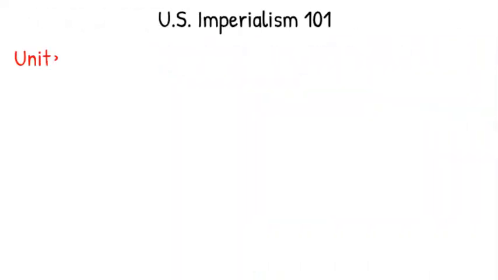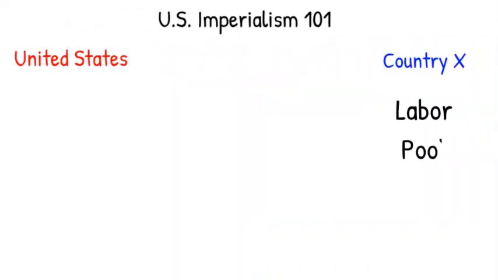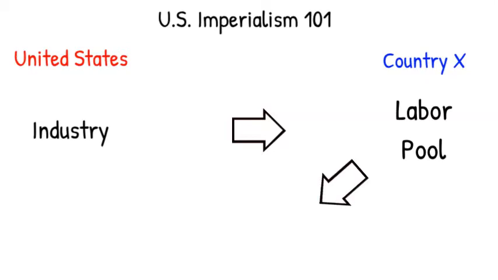In the next example, we'll be going over labor. You have the United States, you have country X. Country X has a labor pool, the United States has industry. Say the labor pool is ideal for making manufactured products for industry and exporting a lot.